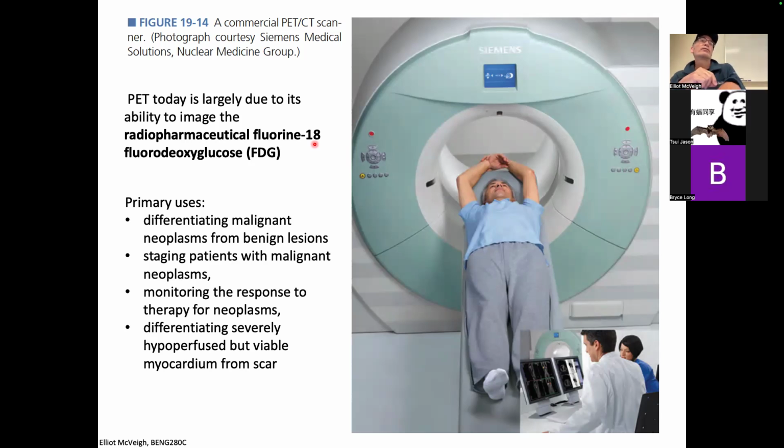That's the power of these contrast agents, is that you can do actual organic chemistry in the patient and watch what's happening, right?